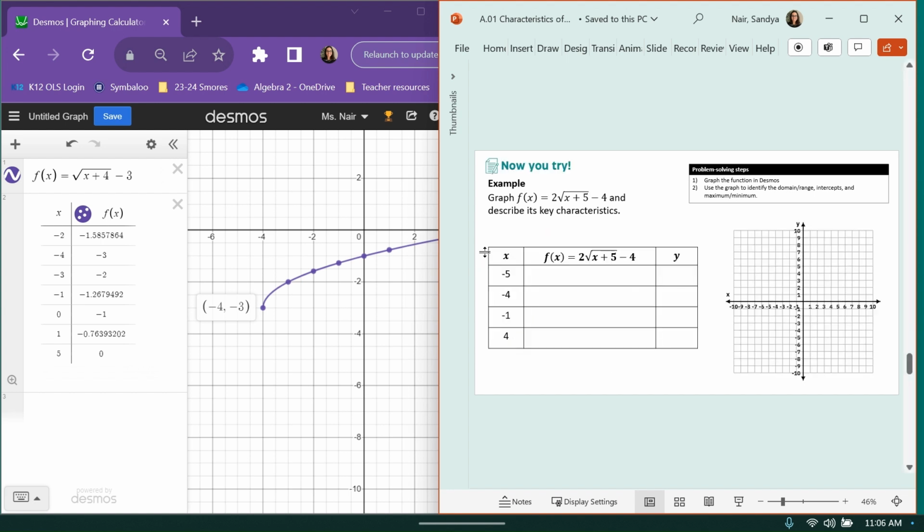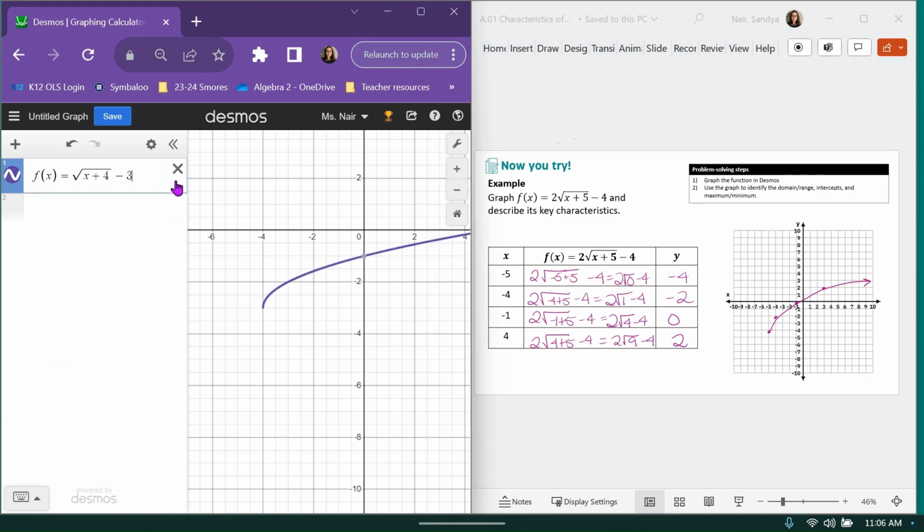So now you can go ahead and pause the video and try graphing this function and describing its characteristics on your own. You can do this one of two ways, like I showed you before. You can either do these points by hand, or you can go ahead and use Desmos and get the chart to help you out. So we have 2 square root of x plus 5, and then we have -4.